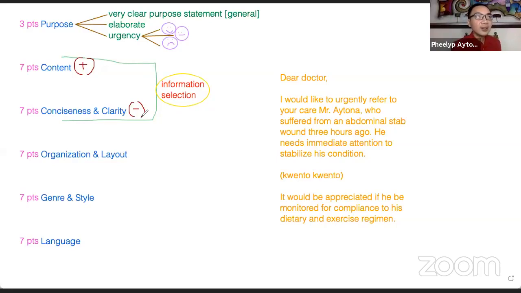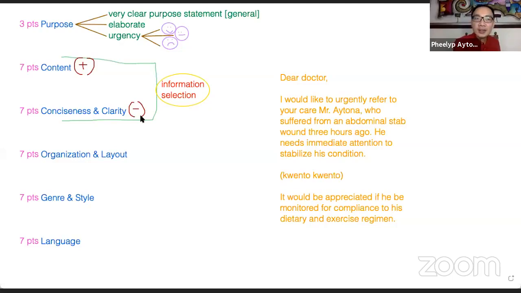For example, kaya nagpapamonitor ka ng adherence sa medication regimen. Do you think kailangan mong banggitin yung meds in the first place? Malamang, di ba? Kasi otherwise, paano niya mamamonitor yung adherence sa medication regimen if you don't know what the meds are in the first place? So therefore, if you include the meds, you get points for content. If you do not include the meds, you get minus sa content.